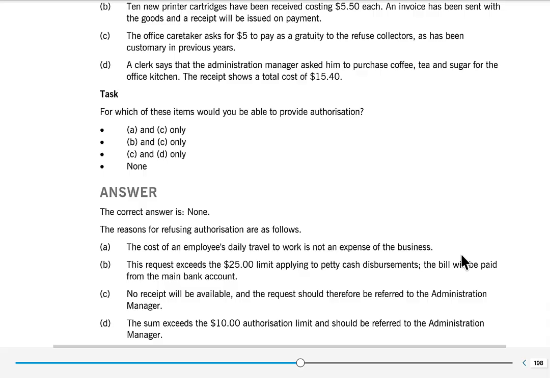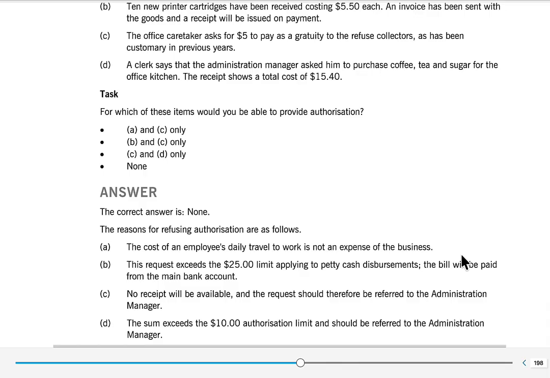But we must ask the most important question first. Is this a business expense? These bus tickets are for the clerk's travel to work. That means it is the employee's normal commuting cost. Commuting to work is a personal cost. It is not an expense of the business. So even though it is a small amount, it is not allowed as a business petty cash payment. That is why the answer says the cost of an employee's daily travel to work is not an expense of the business. So item A is refused.